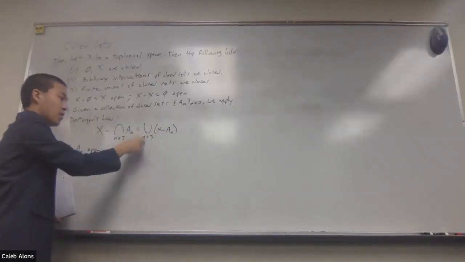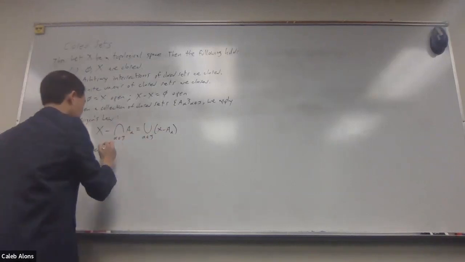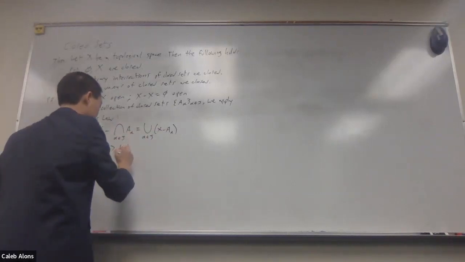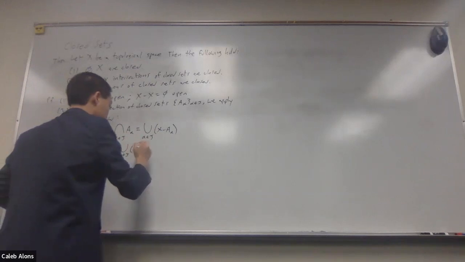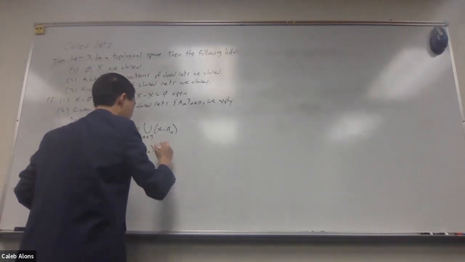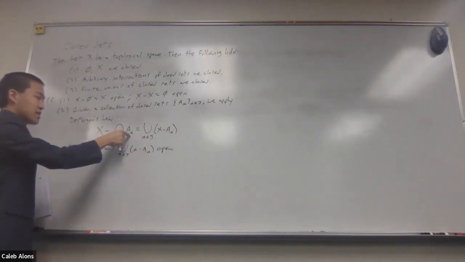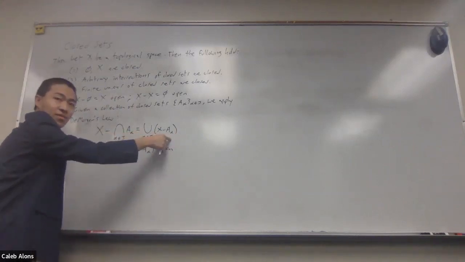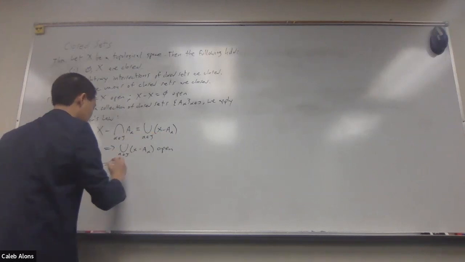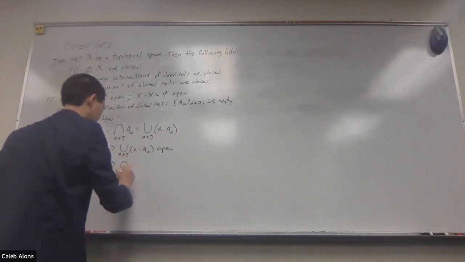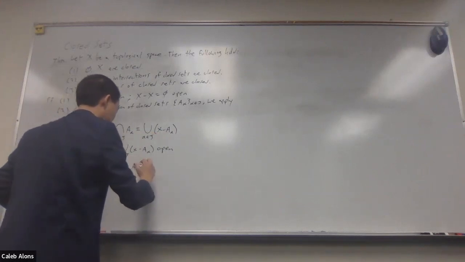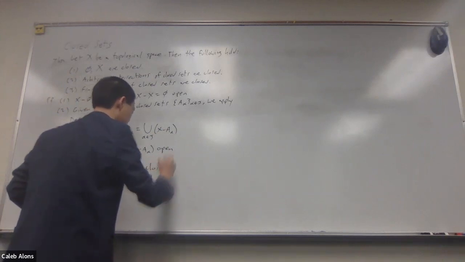And since that's open, arbitrary unions of open sets are open. So then the union over alpha in J of X minus A alpha is also open, which means that the complement of this intersection ended up being open. So that gives what we want. The intersection itself is closed. That's pretty cool. I like that.